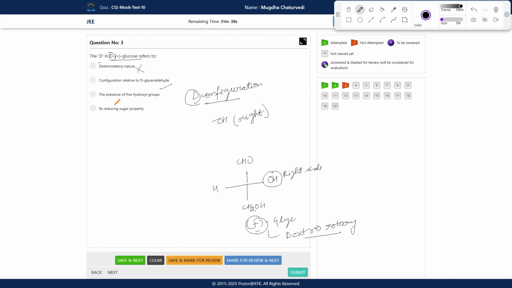So this is wrong. The presence of a 5-hydroxyl group, this is also wrong, and this is also wrong. If it is asked about D, then D means the configuration relative to D-glyceraldehyde. And if the plus was asked about, then this plus means it is dextrorotatory in nature. So the right answer for this question is option B. Let's move on to the next question.